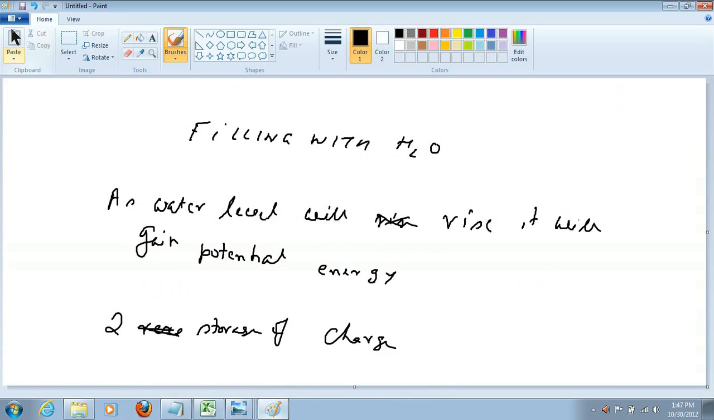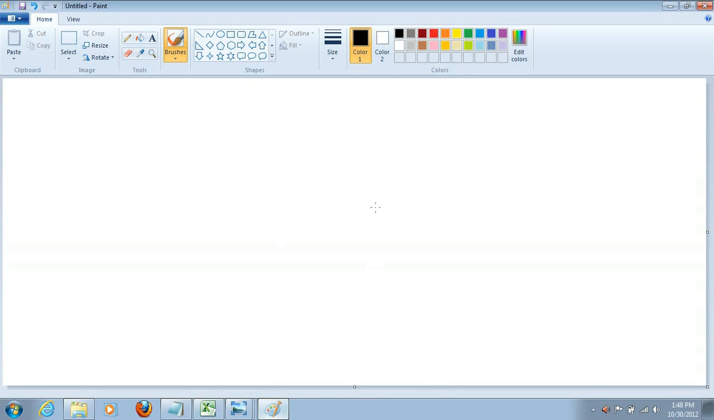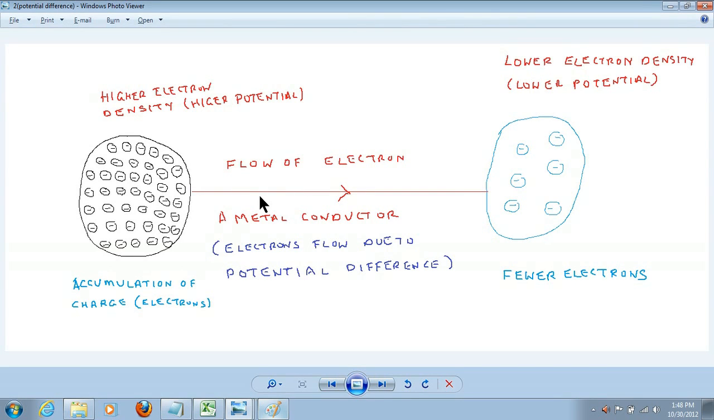Just imagine buckets of water at two different levels. Here electrons are more in the left hand side and less in the right hand side, so there is a difference in electron density. There will be a flow of electrons the moment we connect these two storages, or reservoirs, by means of a metal conductor.